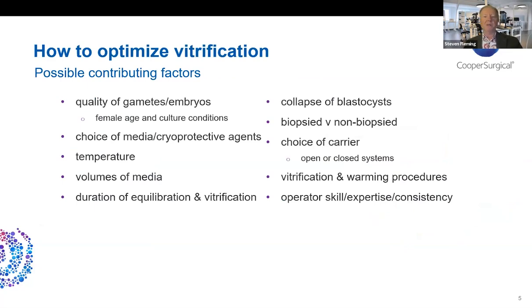So when wishing to optimize vitrification, there are many variables that you need to consider. Perhaps the most significant one, of course, being gamete and embryo quality, which will be largely dictated by female age and culture conditions. Nevertheless, the other variables listed here may also have an impact upon lab and clinical outcomes following vitrification, and not least variations in operator skill, expertise, and consistency.